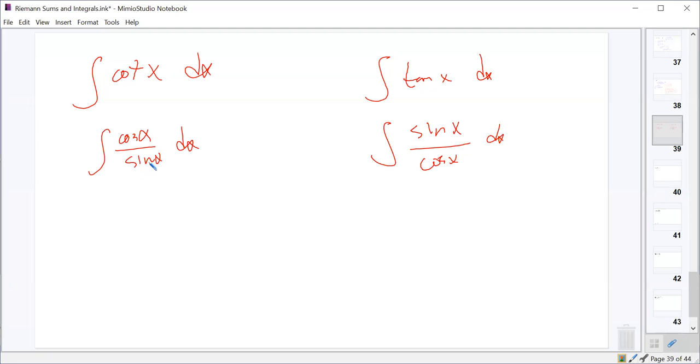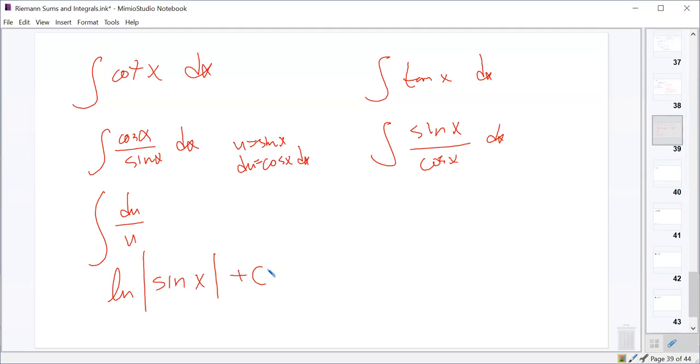And here we'll do the substitution for u equal to sine, so du is cosine. So we end up with du over u, for natural log absolute value of u, or natural log absolute value of sine x plus your constant. So maybe memorize that one for cotangent.